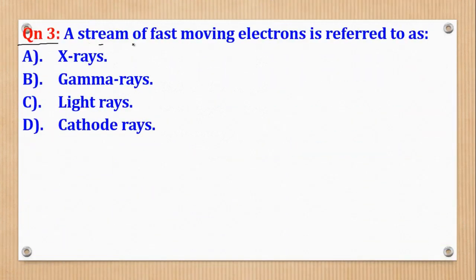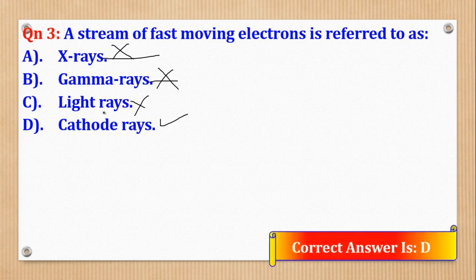Question 3 says, a stream of fast-moving electrons is referred to as: A, X-rays, gamma rays, light rays, and cathode rays. X-rays, no, because X-rays are electromagnetic waves. Gamma rays, no. Light rays, no. Then the only option is cathode rays.